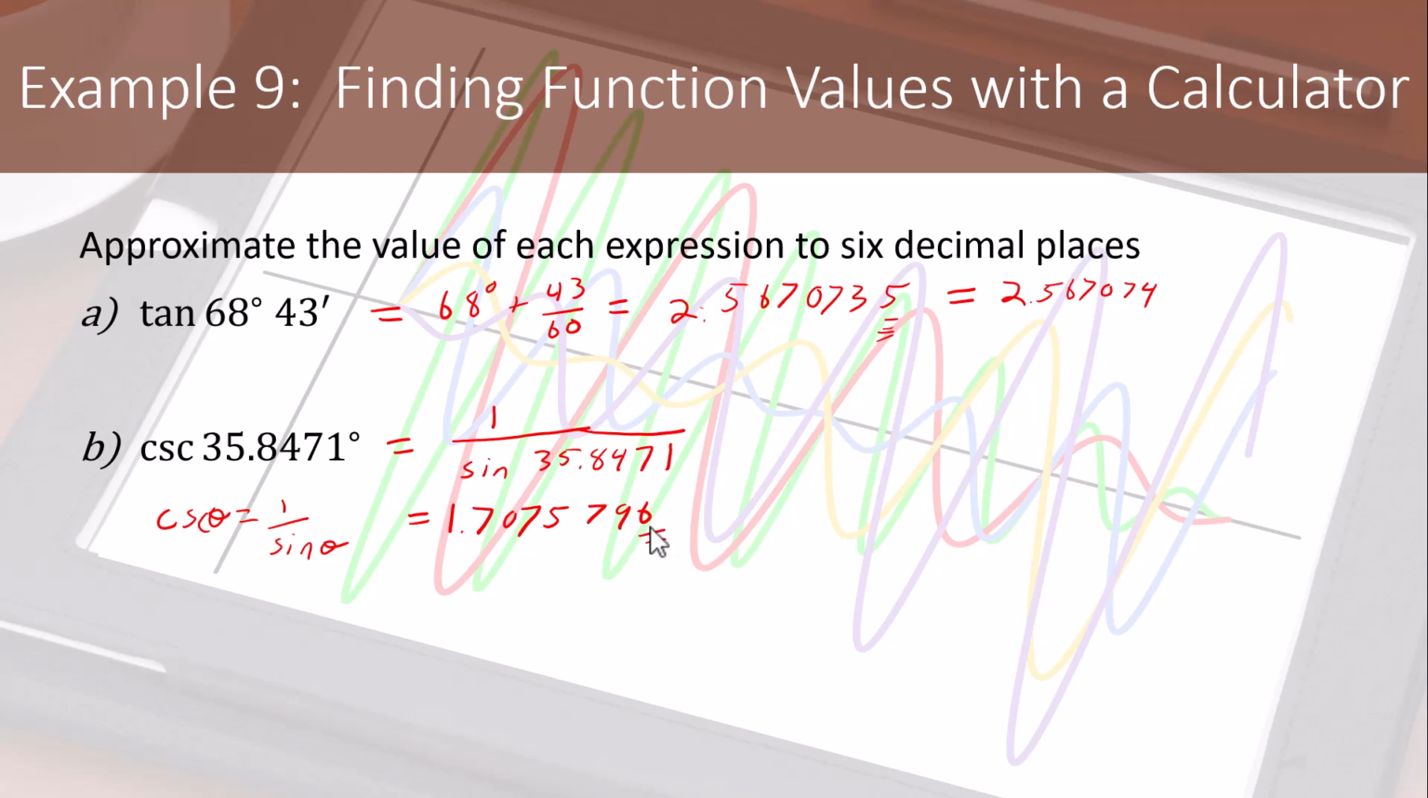So the 7th decimal place is a 6. This is obviously greater than 5, so we need to round up. The 9 is going to round to a 10, which means this is going to become a 0, and we're going to carry a 1. So our answer is going to be 1.707580.